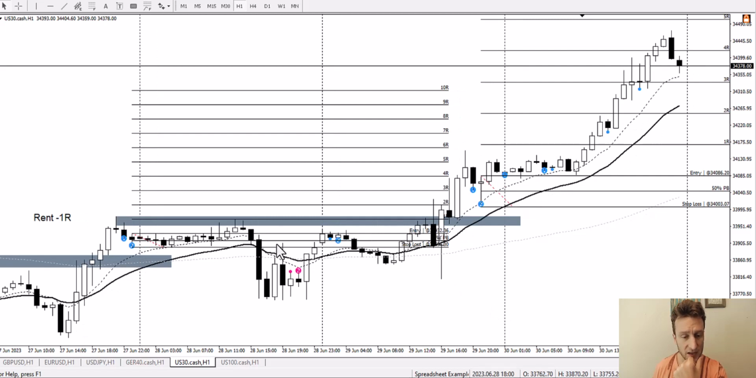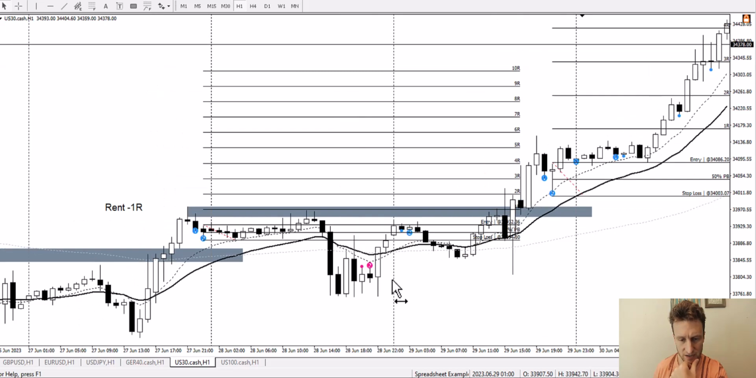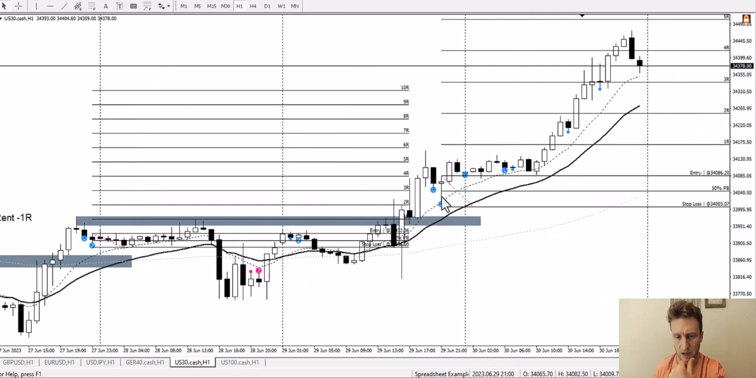And then nothing for a couple days. This one, like this one here, we had this area here, so we wouldn't have taken that one. These wouldn't have been triggered, or we wouldn't have taken it because of this area. We would have filtered those. And then here, this came here. Now that's a good one.